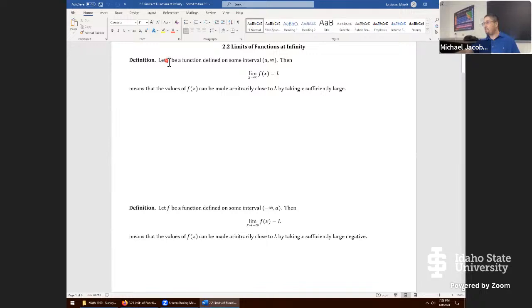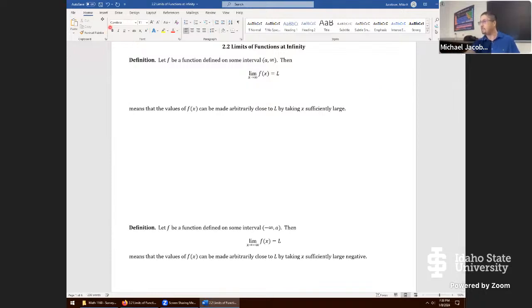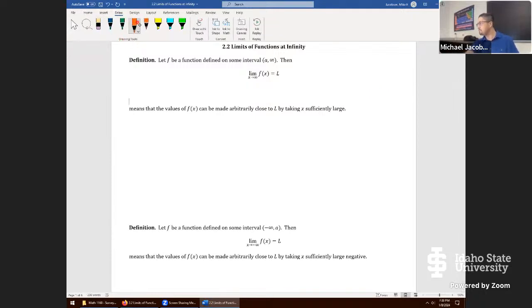It says to begin, let f be a function defined on some interval from a to infinity. Then, here's a really crazy statement that we're going to break down very carefully. Looking at this portion right here reads, the limit as x tends towards infinity. So we're dealing with the limit.